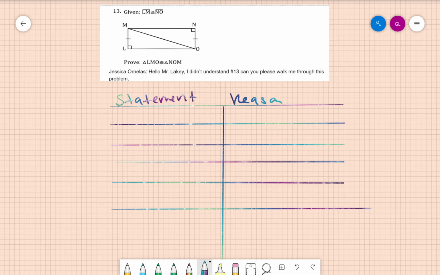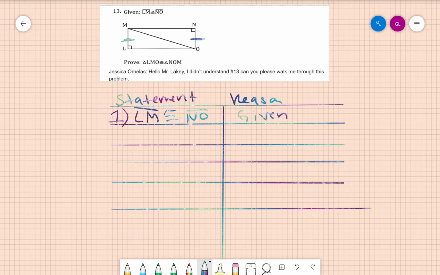Now for this one, they said given that LM is congruent to NO, and they've already provided us the hash marks to say that these two are congruent. LM is congruent to NO. Okay, perfect. So we're just going to start with that. Our statement for number one: segment LM is congruent to segment NO. And that's just given.